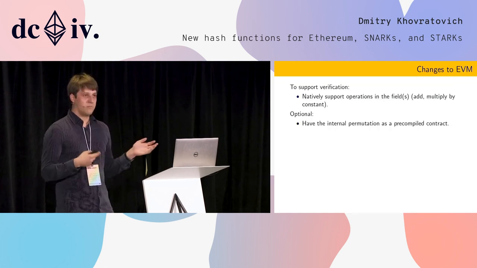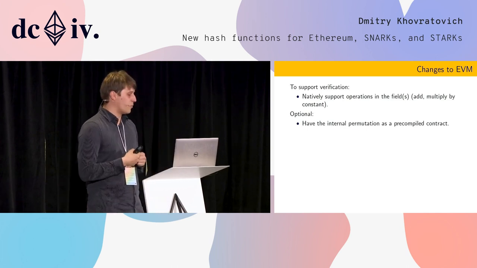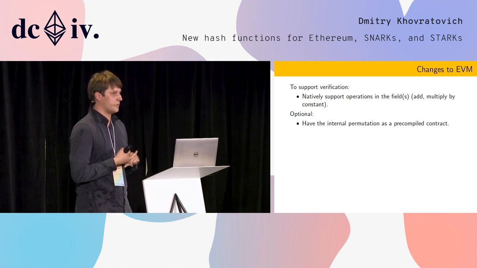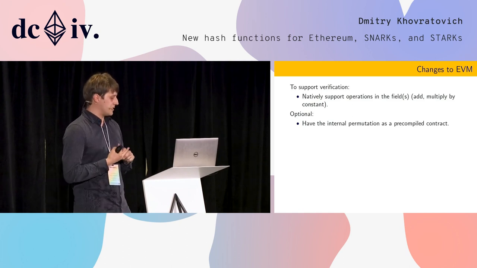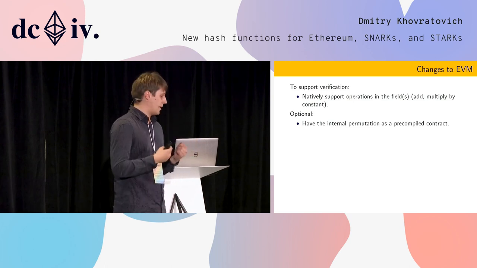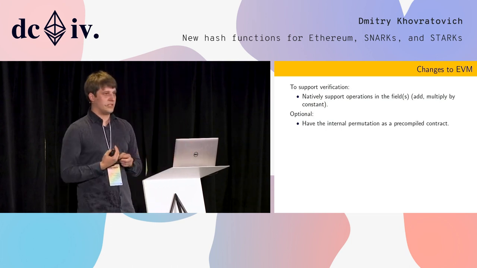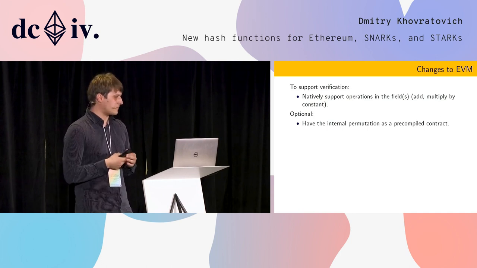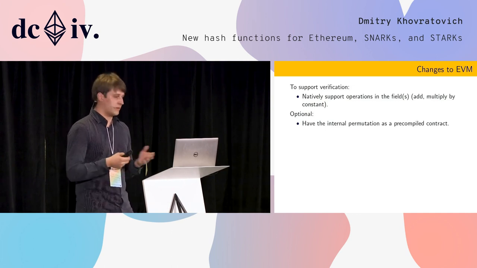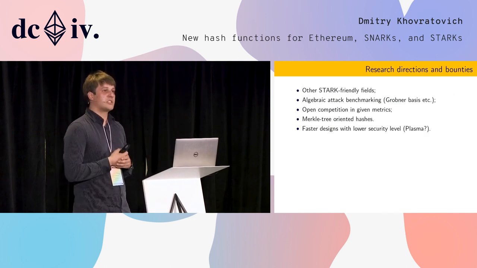And of course, we advocate some additions to the EVM, or whatever will be used, to natively support the operations in the field, basically for verifiers, because verifiers in STARKs and Bulletproofs need some parts of the circuit, and some field operations should be supported. Optionally, I don't know if the entire permutation should be a precompiled contract; maybe it's not necessary, but we will see. Depending on whether some checks against the entire permutation should be performed in a contract, then indeed a precompiled contract would help. So this is just the beginning.